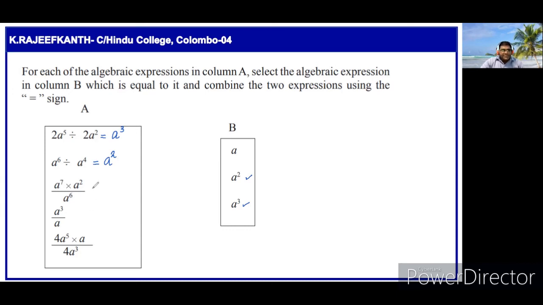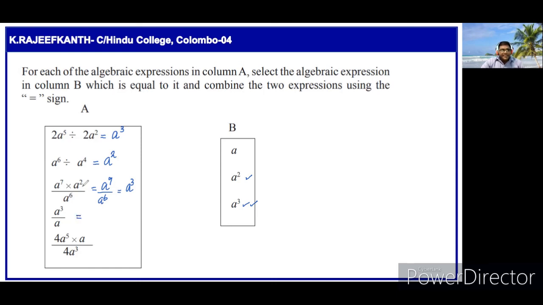Then a to the power of 7 times a to the power of 2 over a to the power of 6. So first we will multiply these two powers. Here the bases are equal, so we can add the indices. Then 7 plus 2, 9. Here a to the power of 6, the bases are equal. Now we can subtract the indices: a to the power of 9 minus 6, 3. So this is the answer for the third one.